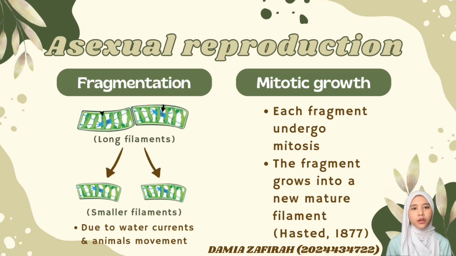The main method of asexual reproduction in Spirogyra is called fragmentation. The long filament of Spirogyra can break into small pieces due to water currents and animal movement. Each small fragment is capable of becoming a new individual. After fragmentation, the cells divide through mitosis, which is a normal cell division process. As a result, each fragment grows into a new mature filament that is genetically identical to the parent. This makes asexual reproduction a fast and effective way to reproduce.